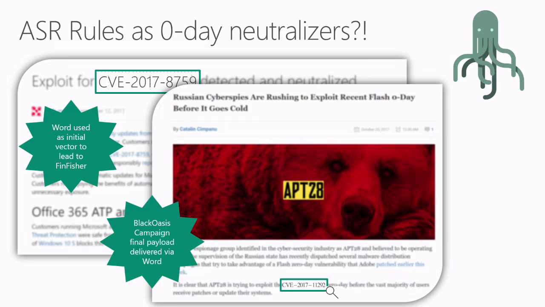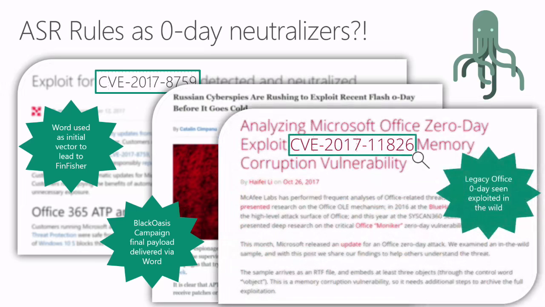So again, nothing related to Word, but Word is being used as that delivery vector. The malicious Flash was embedded via ActiveX into this Word document. The final payload for this, which actually turned out to be the Black Oasis campaign, was also FinFisher, so surveillance. These are very highly targeted attacks. But again, with child proc turned off, Word can't open that Flash object, so you're safe there.